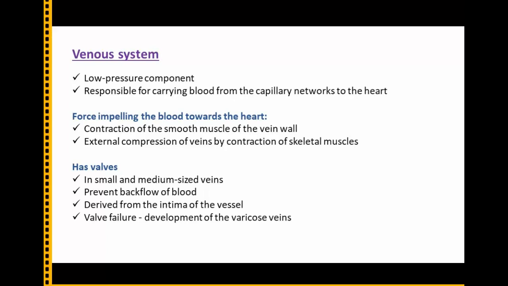These valves are derived from the intima of the vessel wall, the tunica intima. When these valves are not working properly, it is a cause for the development of varicose veins. I think most of you have seen varicose veins at least once in your life. You have seen those dilated, tortuous veins in the lower limbs. One cause for the development of varicose veins is valve failure.